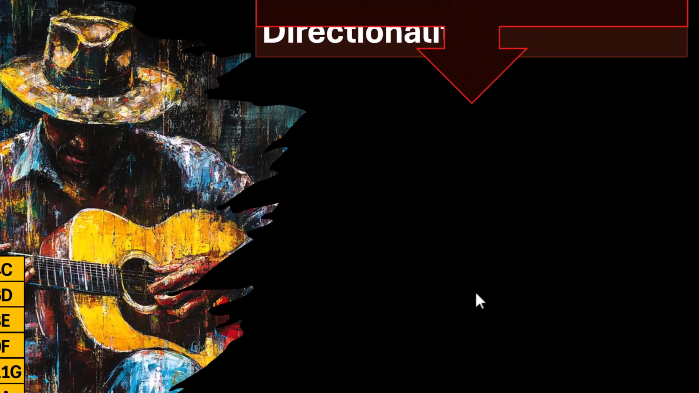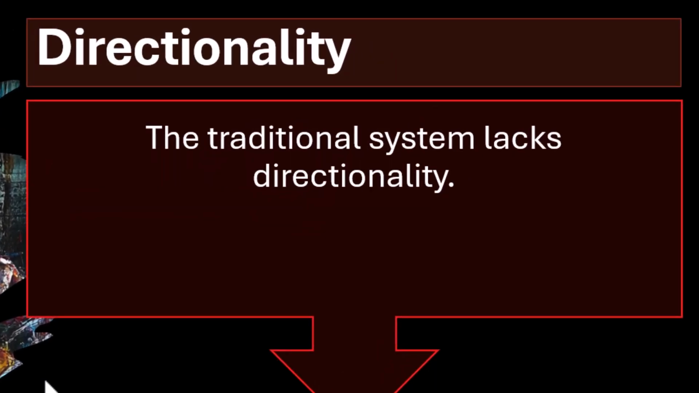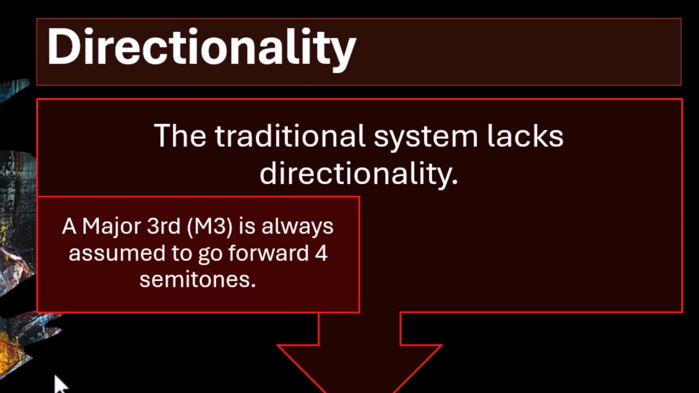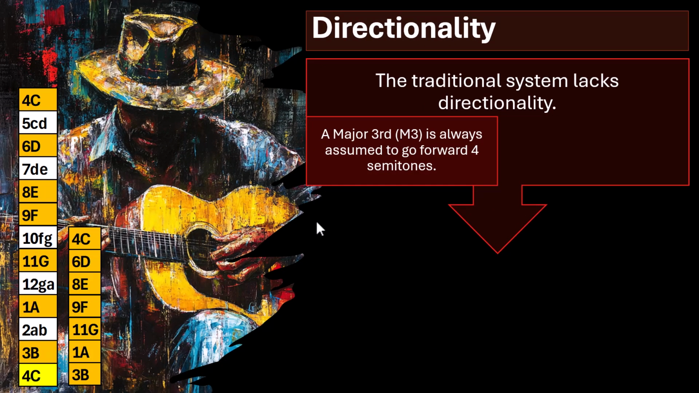on the fretboard. Directionality. The traditional system lacks directionality. So a major third always assumes going forward 4 semitones. Now again, I'm sure that if you're playing the guitar, or any kind of instrument, you have an issue with this, because our intervals are usually defined as though we're on a clock face, meaning they're going to repeat even as we go up the octaves. Now we could use compound intervals. We'll talk about that issue later, but usually most people, particularly on the guitar, treat all the intervals as though we're on one octave within the clock face and it just keeps on going around in a circle.